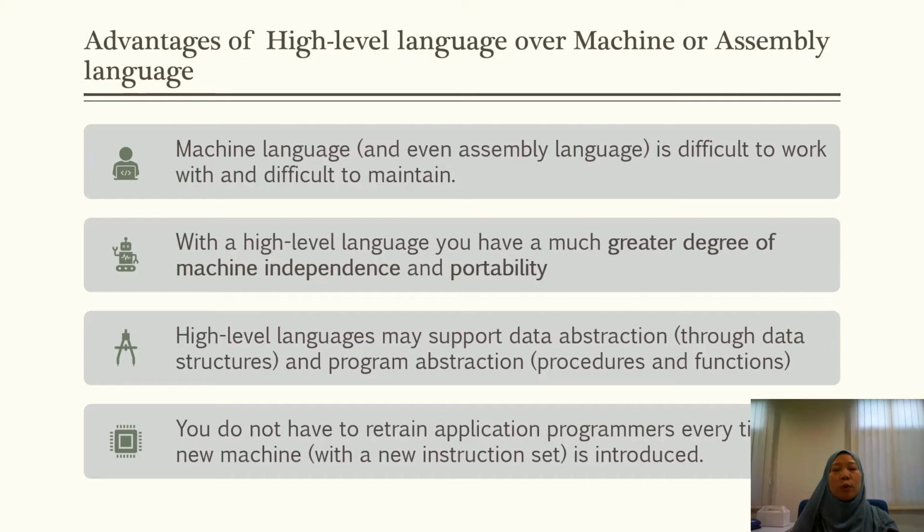Okay. High-level language also may support data abstraction through data structures and program abstraction. If you have learned about object-oriented programming before, data abstraction means that you can make the code more general and reuse it again. But this could not be done using machine language. Machine language and assembly language are sequential, meaning that if you want to do something repeatedly, you have to repeat it in your code. Not in a high-level language like Java or C++. You can declare it once and just call that function when you want to use it. You don't have to copy the whole code all over again.